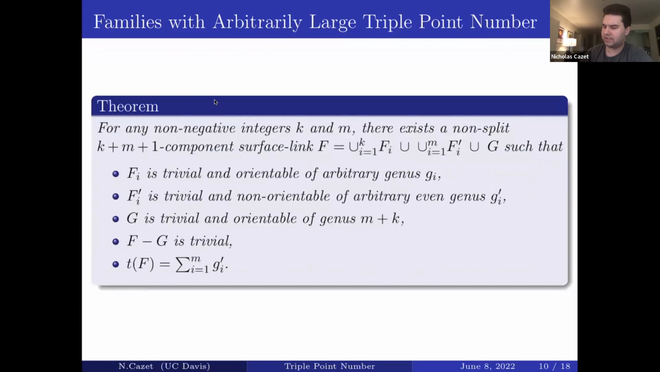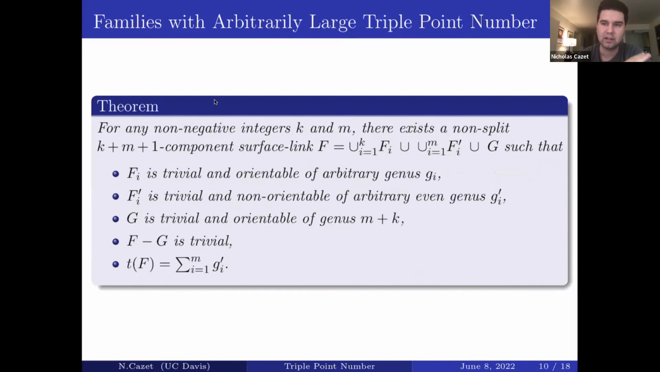So what I showed was that you can pick and choose a lot of what I was saying. Like you can have k plus m plus 1 components. You can pick the k and the m, and they're all trivial components here. They all bound handle bodies disjoint from each other. And you also get to pick the genus.